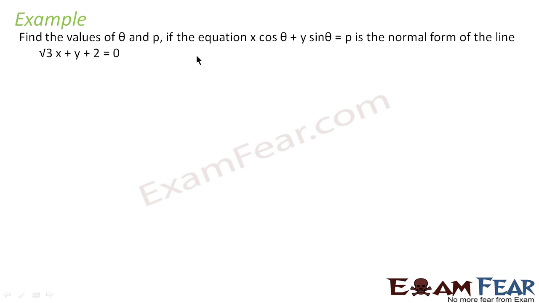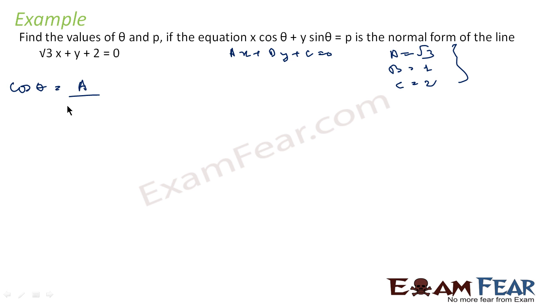Another very simple question. We have to find the value of theta and p if the equation x cos theta plus y sin theta is equal to p is the normal form of the line. So here this line is nothing but ax plus by plus c is equal to 0, so we have a is equal to root 3 and b is equal to 1, and c is equal to the given value. Now we have to find the value of theta and p.